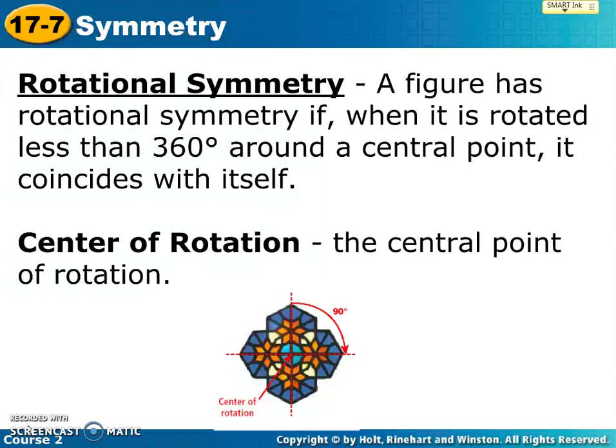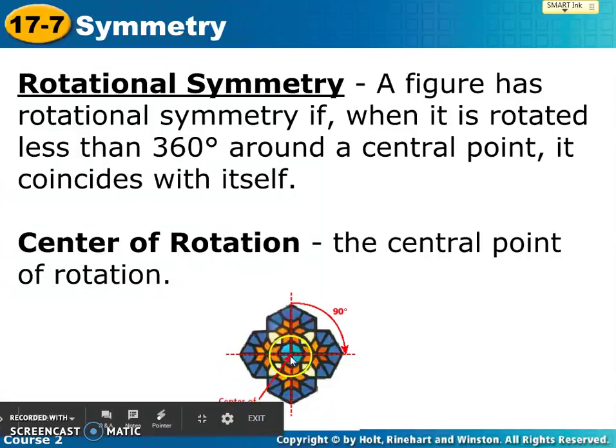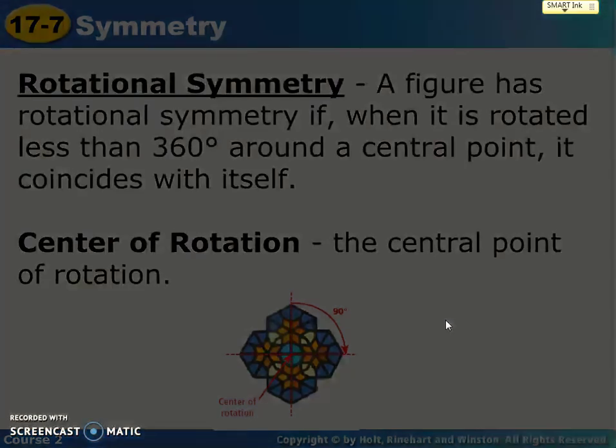The second vocab word that we have is center of rotation. Basically, this is the central point of rotation. If we were to rotate this object, what are we rotating it on? Well, typically we rotate it on the center of that object. Right there is the center of rotation.